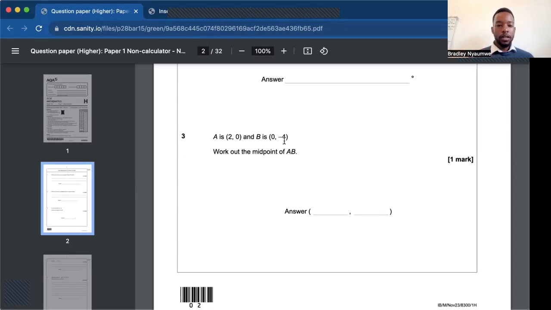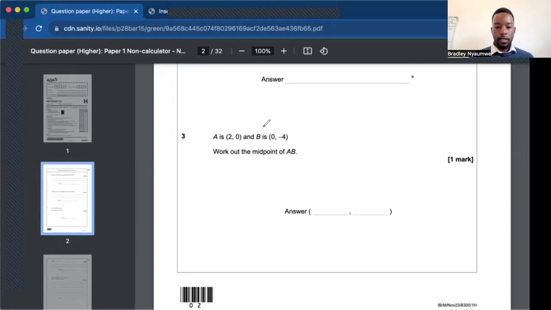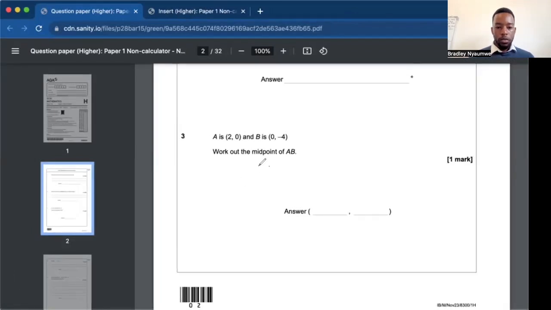But if you're a bit stuck, then here's the method. If you want to get the midpoint between 2 and 0, remember, these are both the x-axis of the coordinates, these are both the y-axis. To get the midpoint of these two numbers, first of all, you add the numbers. So 2 plus 0, that's 2. And then you divide that answer by 2. 2 divided by 2 equals 1. So 1 is the first one.